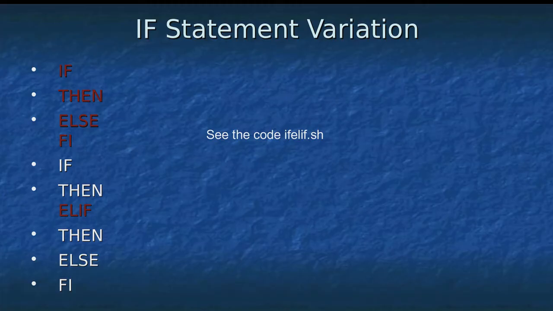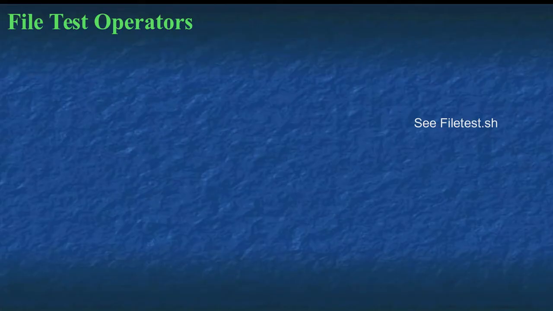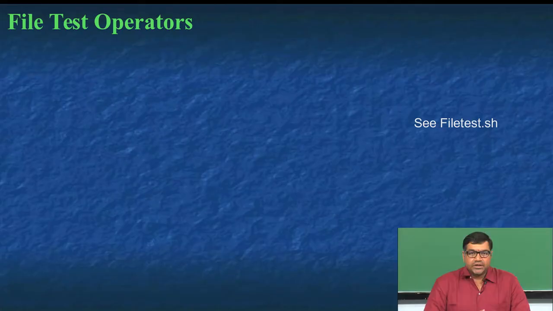We see that with the if statement, until now we have only been using comparison operators with numbers. Now, we will try to see whether we can do file check operations. One of the things with shell scripting is that it is not necessary that the conditions inside the if statement must be only numeric.